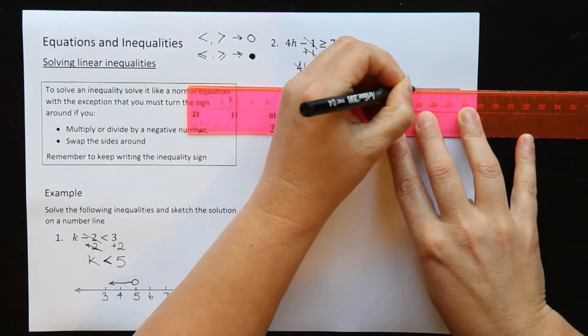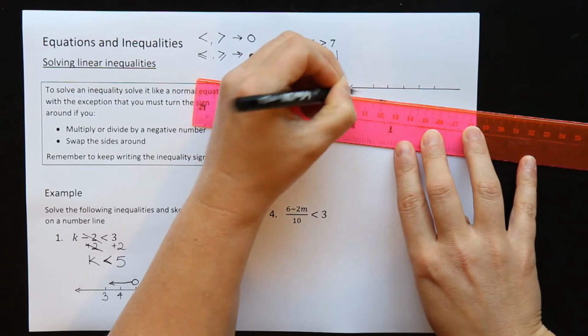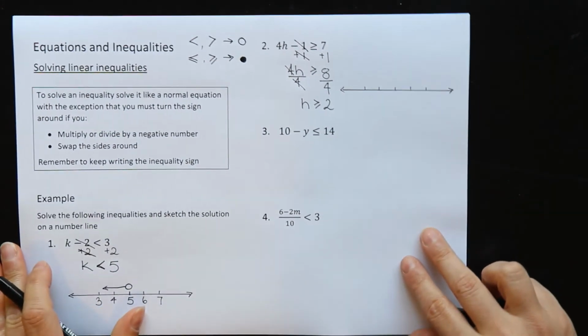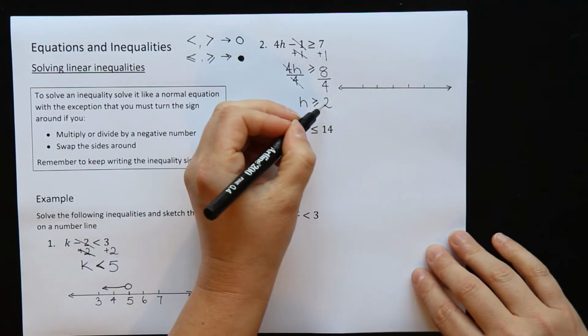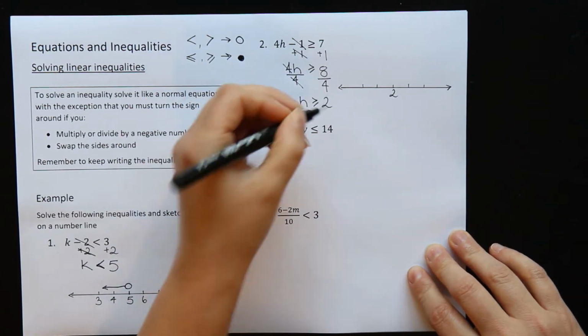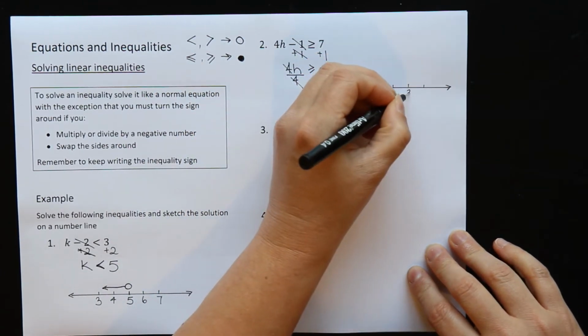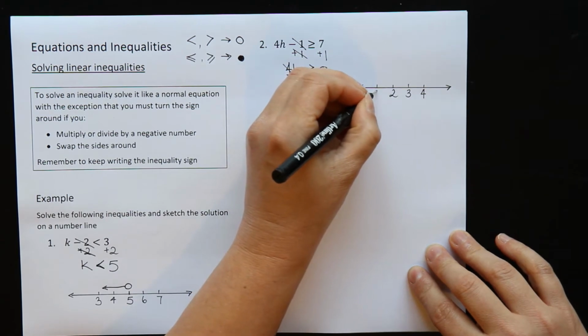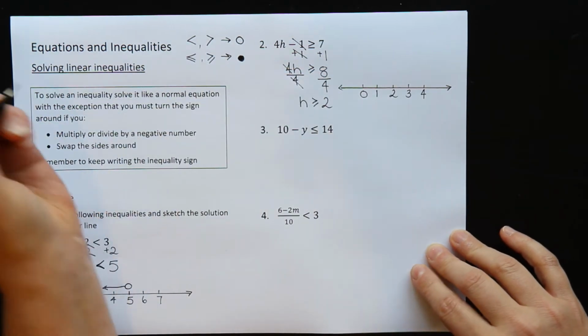1, 2, 3, 4, 5 little lines is about all you need. Put your solution, the 2 in this case, in the middle. Then you want to count up: 3, 4, getting bigger, and getting smaller the other way: 1, 0.